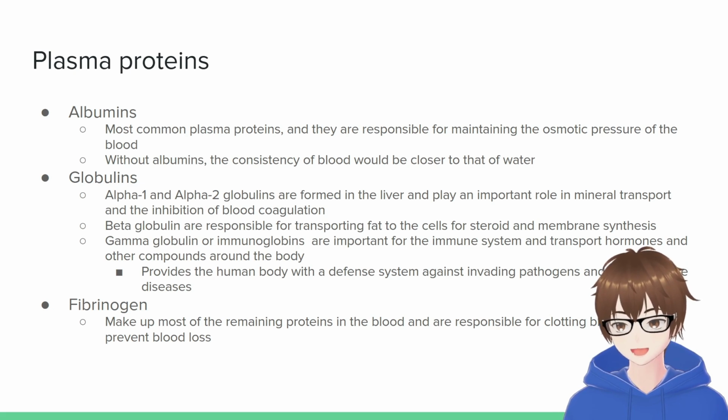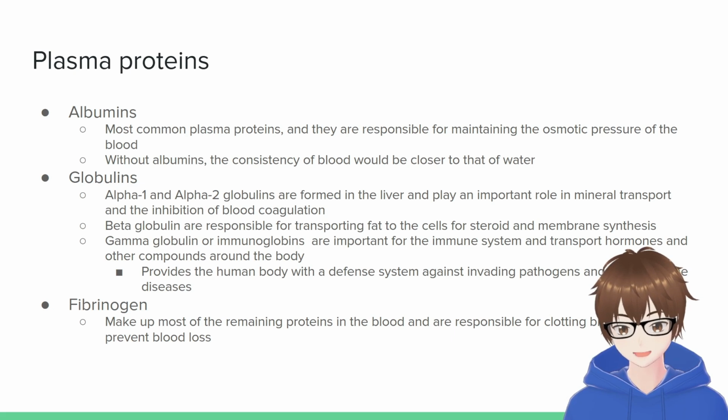Then you have globulins. They come in different types because there's alpha 1 and alpha 2, and they are formed in the liver and play an important role in mineral transport and the inhibition of blood coagulation. There's also beta globulins. They are responsible for transporting fat to the cells for steroid and membrane synthesis.